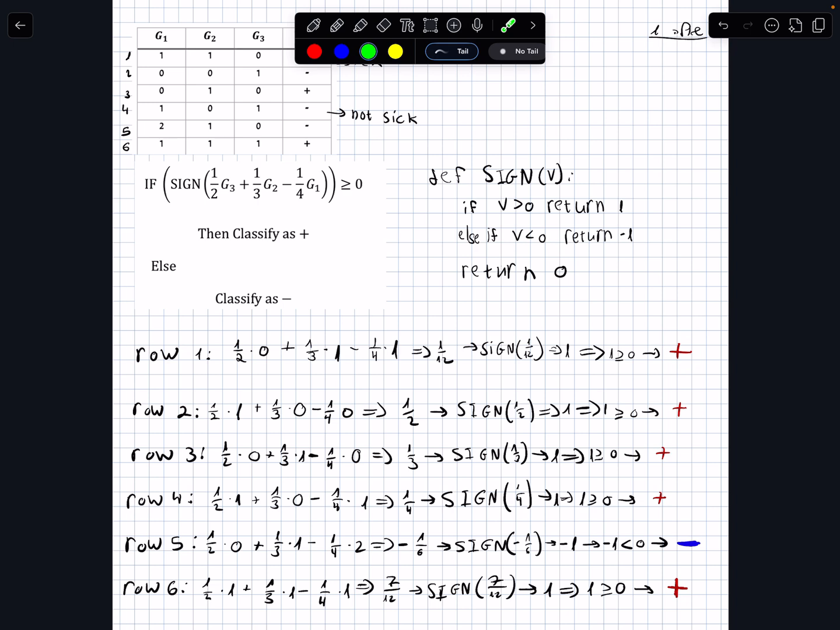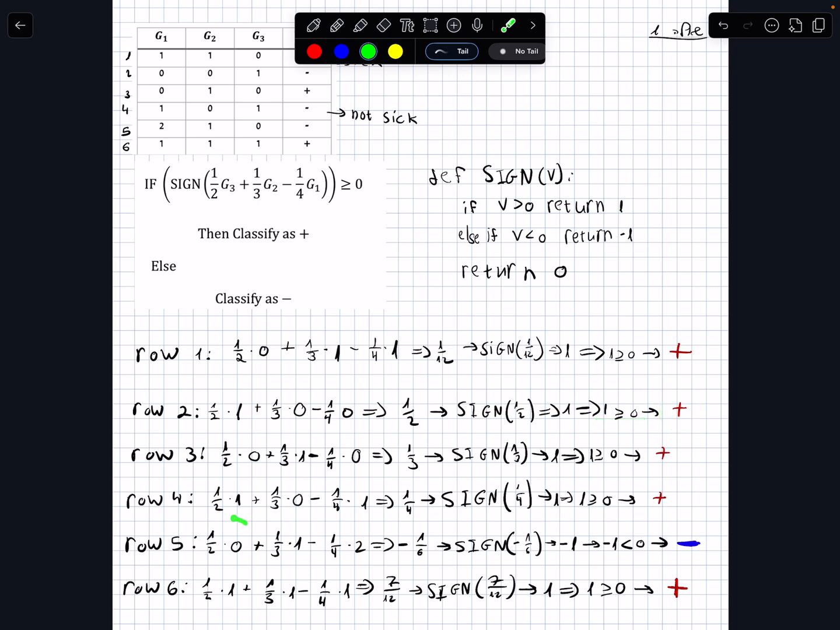I will do it for 1 or 2 more rows just so you understand. So now we're doing half times 1 and a third times 0 and minus a fourth times 0. Then we get a half, and the sign of a half is 1, and because 1 is bigger than or equal to 0, we get plus.